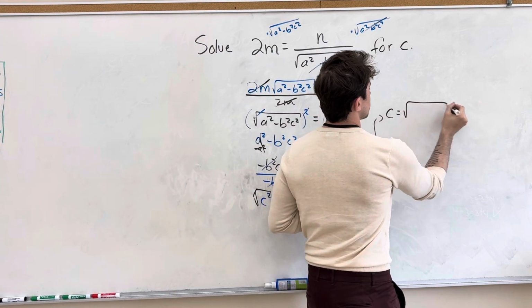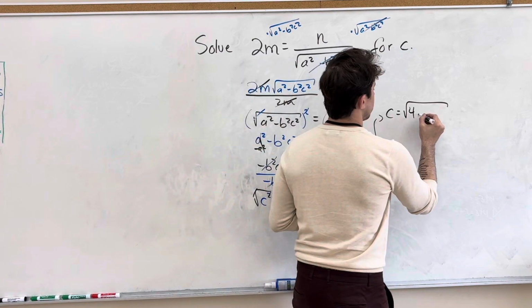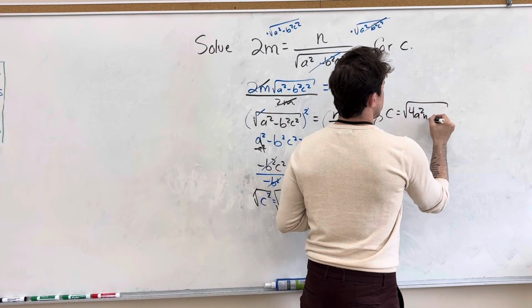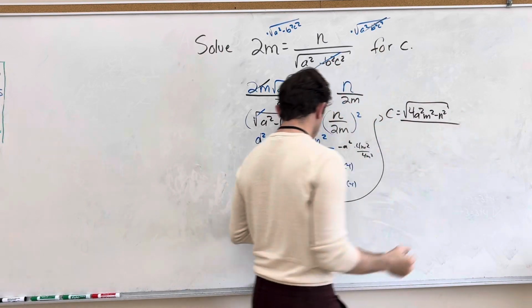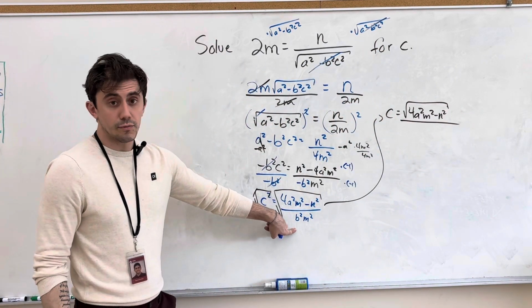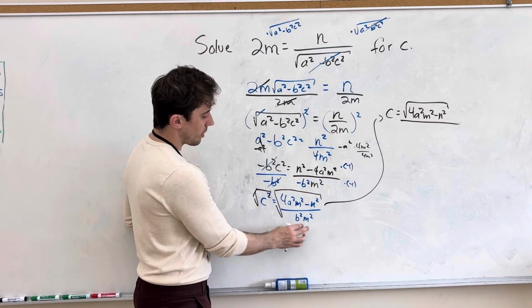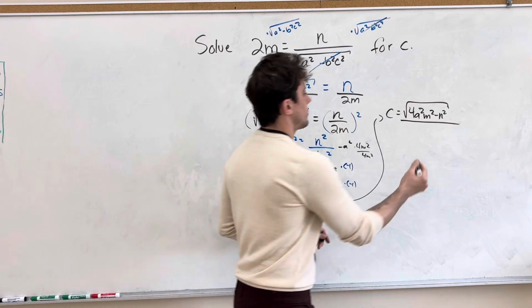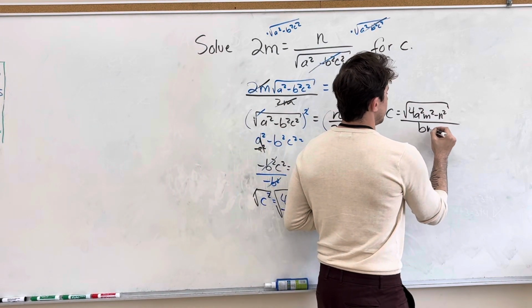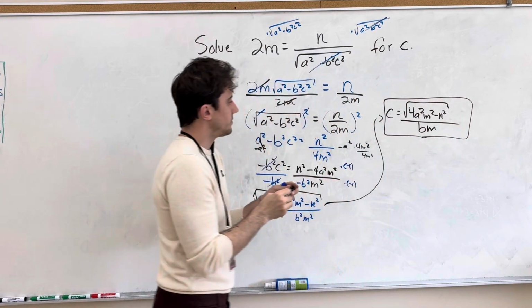And so that means the square root of 4a squared m squared minus n squared all over, but in the denominator, the square root of b squared m squared is just bm. And so that one we can simplify, and here is our end result.